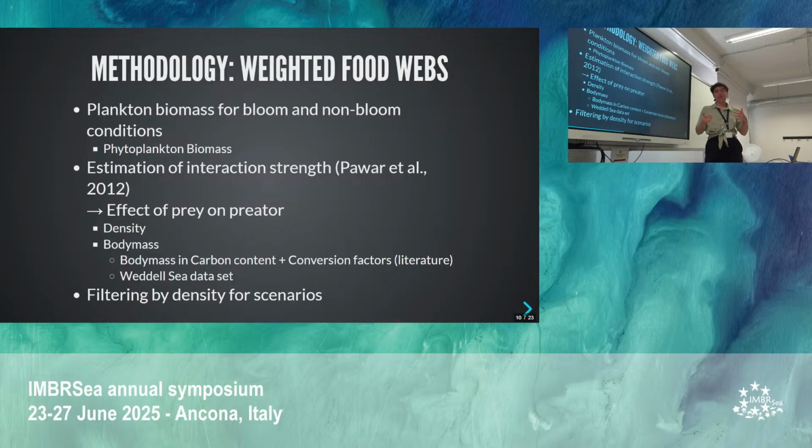For this methodology, you need the density and the body mass. And the body mass for my data set was given in carbon content per individual, and we converted it with conversion factors from the literature into wet weight per individual. For species that had no body mass values given, we used the body mass values from the Weddell Sea data set. And then we filtered the whole data by density. So for the bloom year, everything that had density higher than 0 was included, and the same for the non-bloom year.